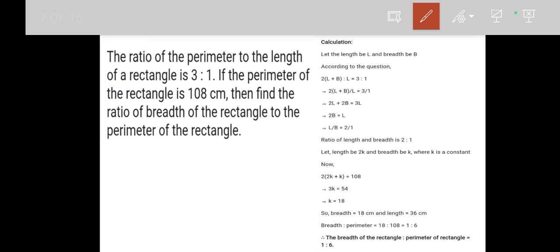So what did we assume k as? Our breadth. So breadth is equal to 18. Length is twice the breadth, right? So our length will be 36. Now what we need to find is the ratio of breadth of the rectangle to the perimeter. So breadth is to perimeter we need. We already know perimeter 108 and now we got the breadth as 18. So 18 is to 108, which is equal to 1 is to 6.